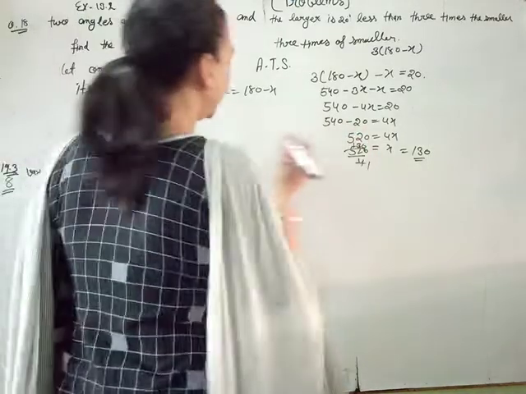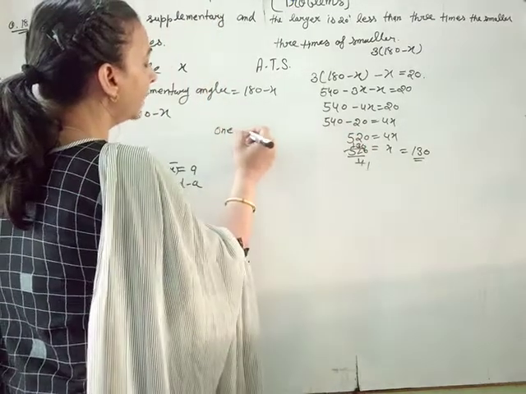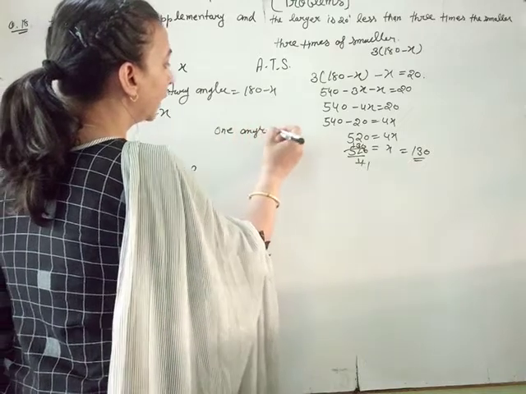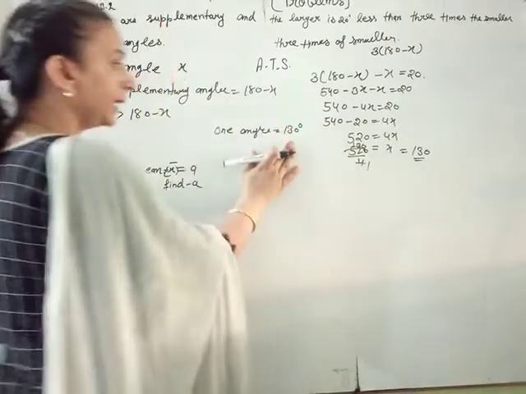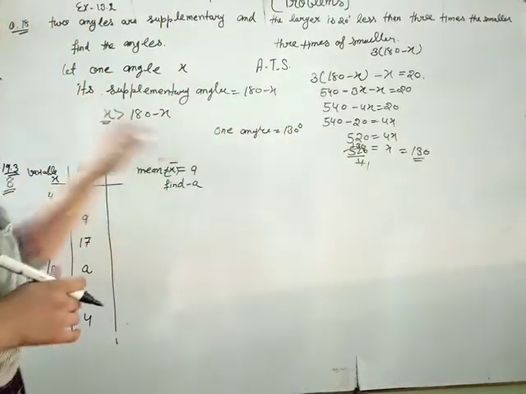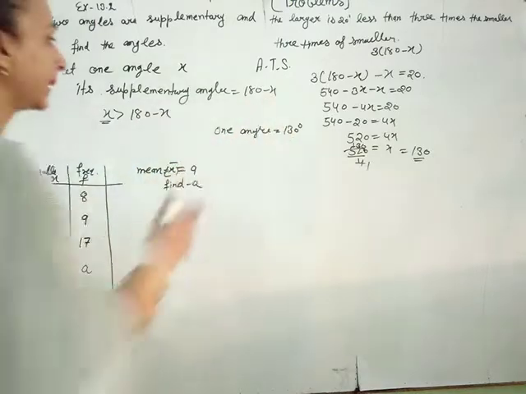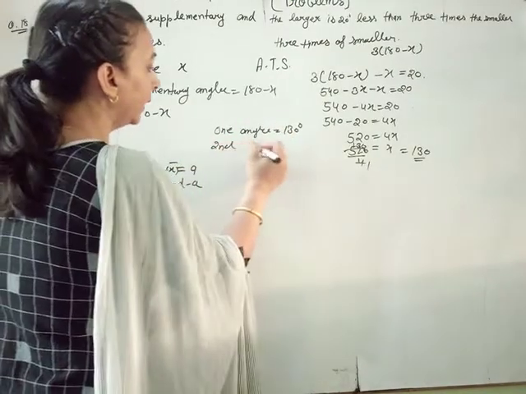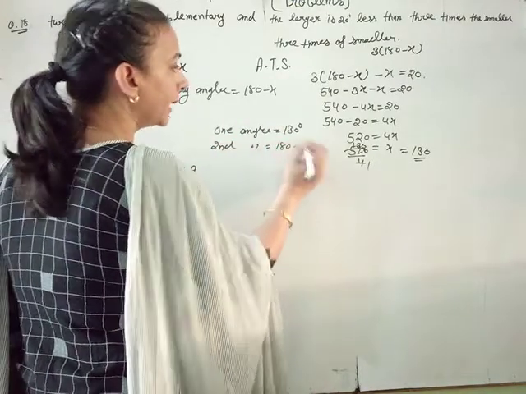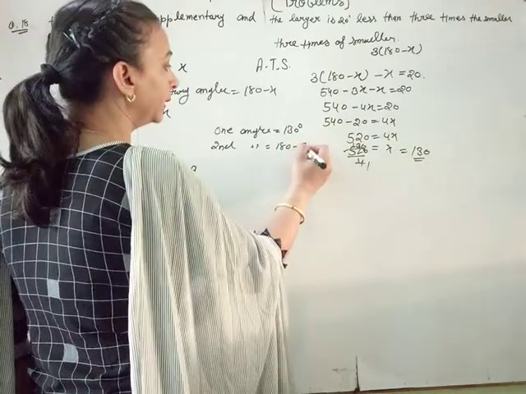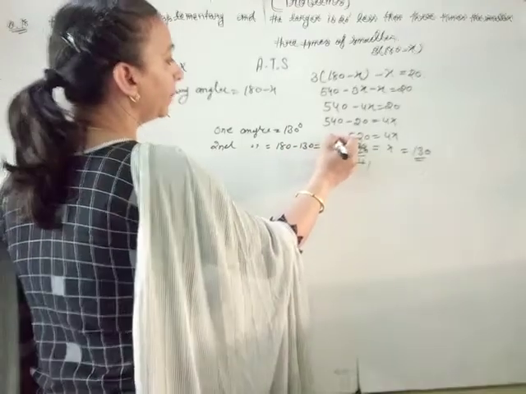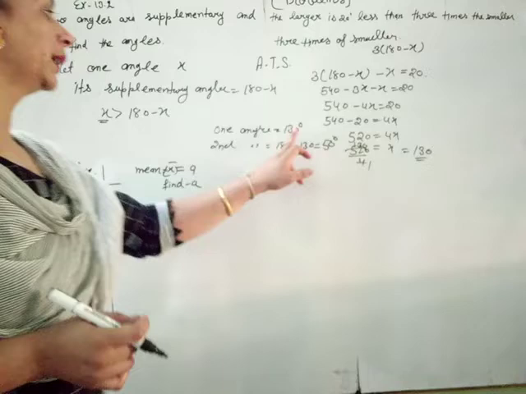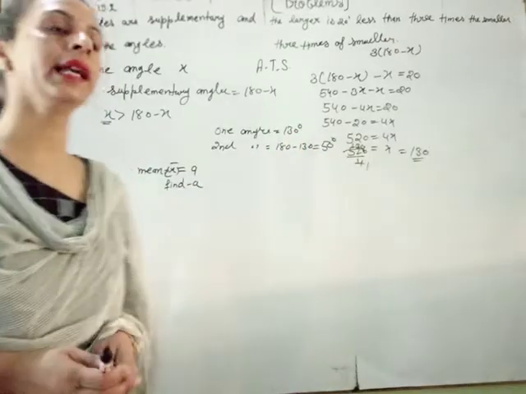One angle is 130 degrees, the larger angle, and the smaller angle is 180 minus x. In place of x we write 130, and this equals 50 degrees. So the greater angle is 130 degrees and the smaller is 50 degrees.